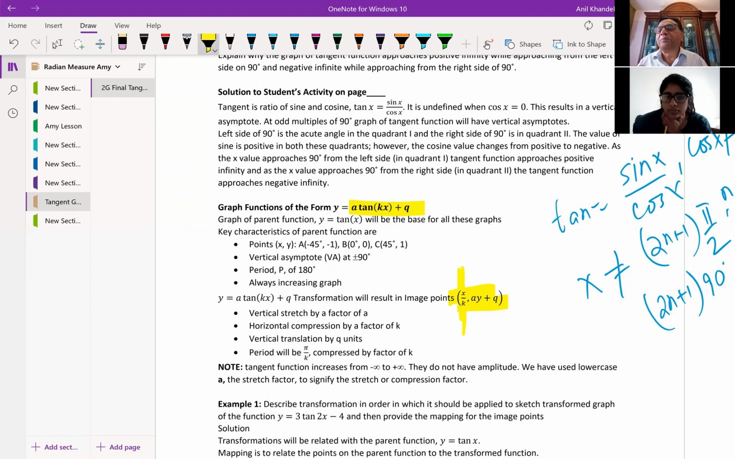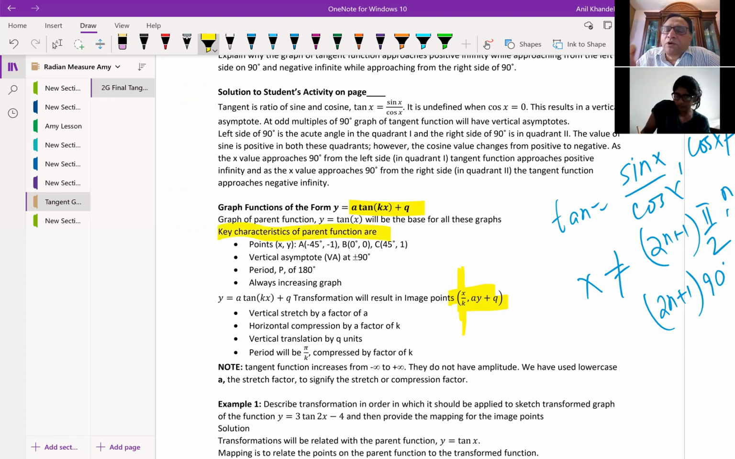So instead of pi by 2, it will be pi by 2 divided by k, right? Because we have compressed or expanded the graph, correct? So we'll take some examples to make this point absolutely clear, right? Now I would like you to read what are the key characteristics of the parent function.